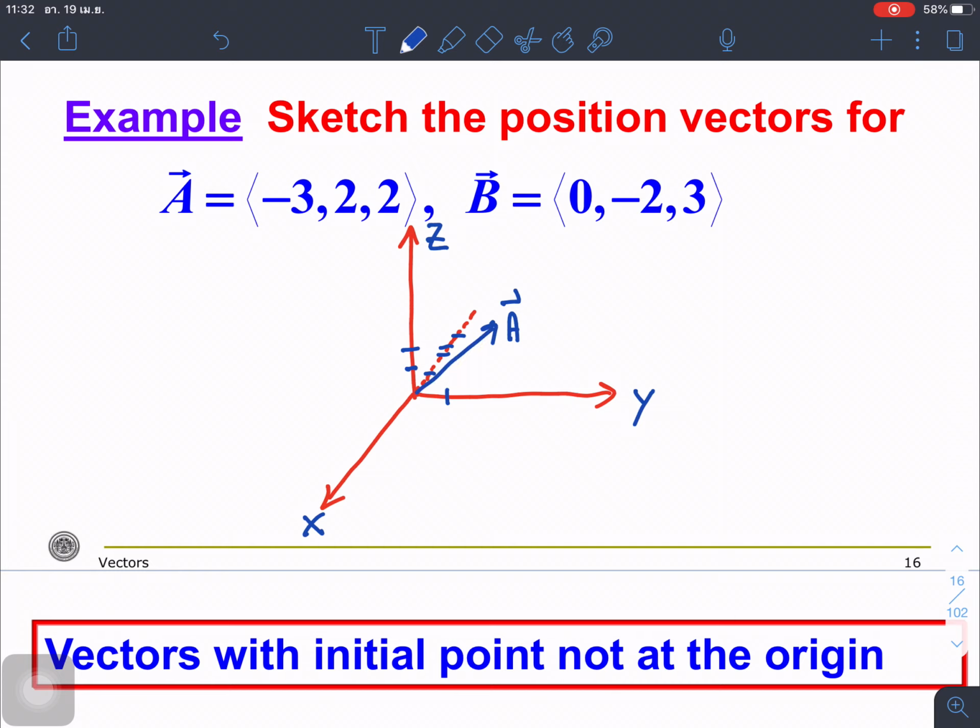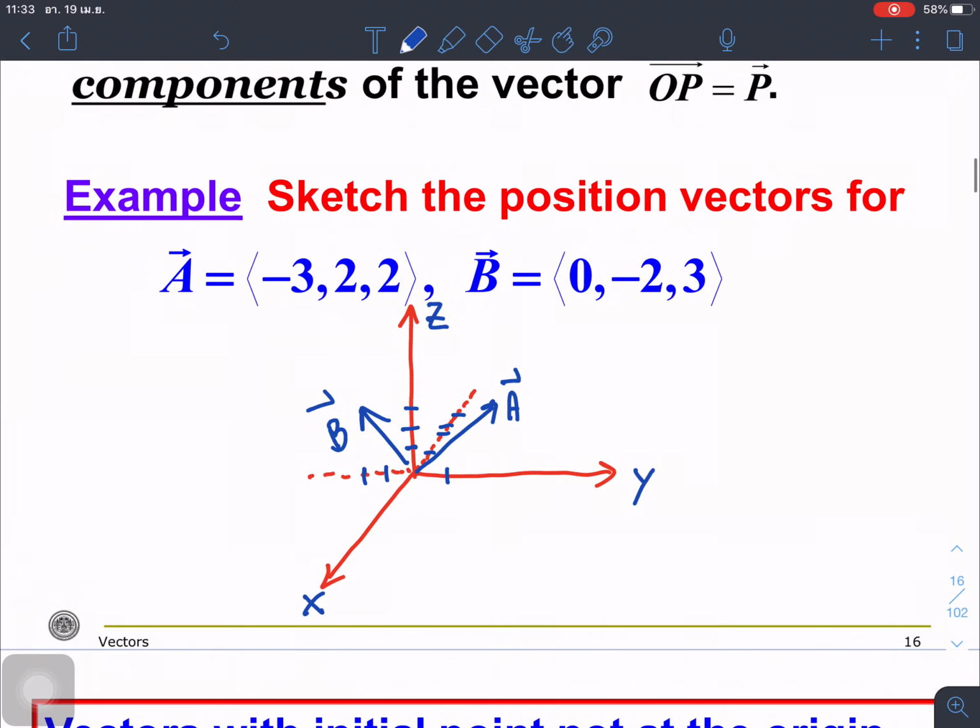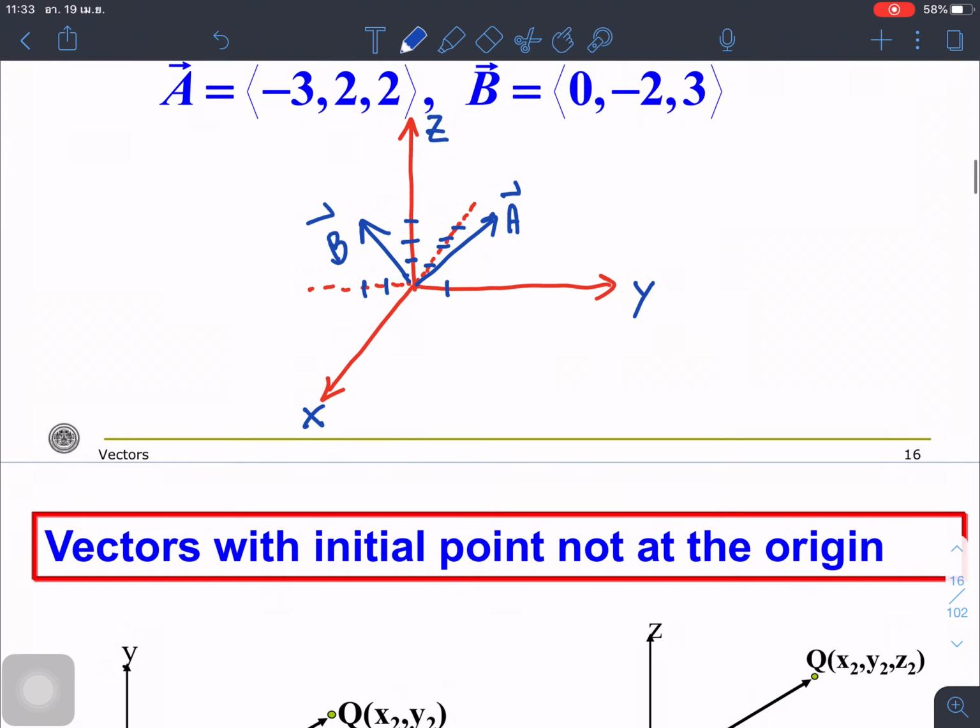Okay, and then you have vector B: 0, and then -2, -2 down, you have to go back here, 2 units, 1 and 2, and then 3 for Z. So you have it here on the YZ plane. This is vector B. Okay, this is just the way you visualize the vectors.